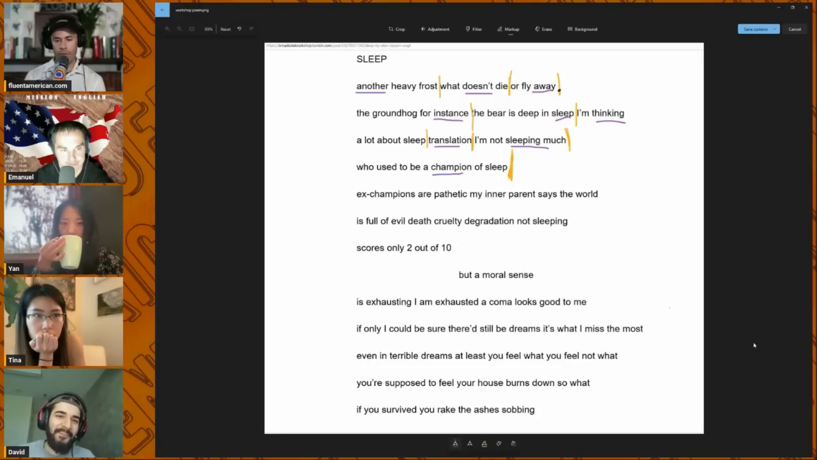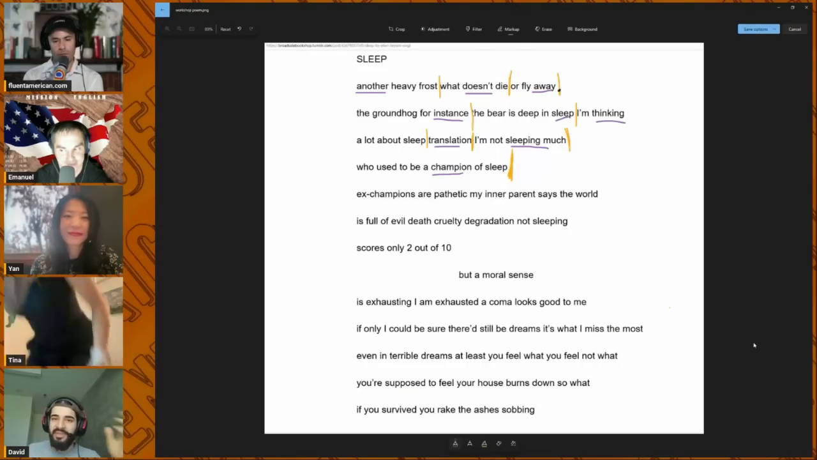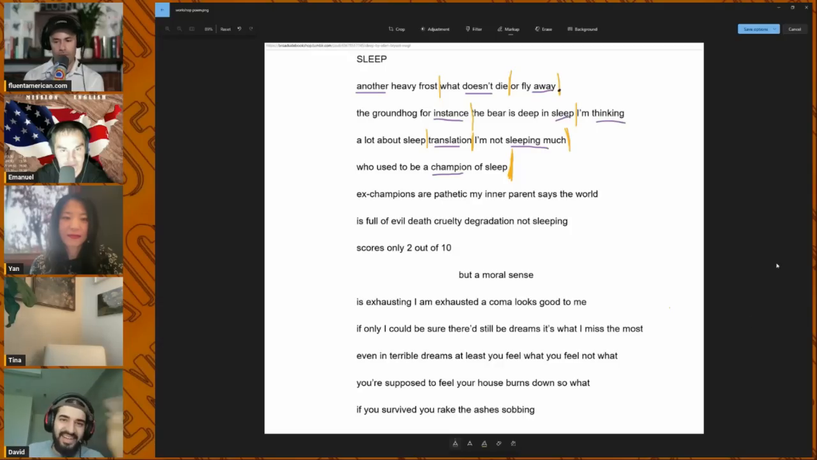Read it one more time for me. Oh, gotta change it again. The groundhog, for instance, the bear is deep in sleep. I'm thinking a lot about sleep. The last one's probably your smoothest. Okay. Read the first thought group in that line. The groundhog, for instance. You keep bouncing between sometimes stressing "groundhog" and sometimes stressing "instance."